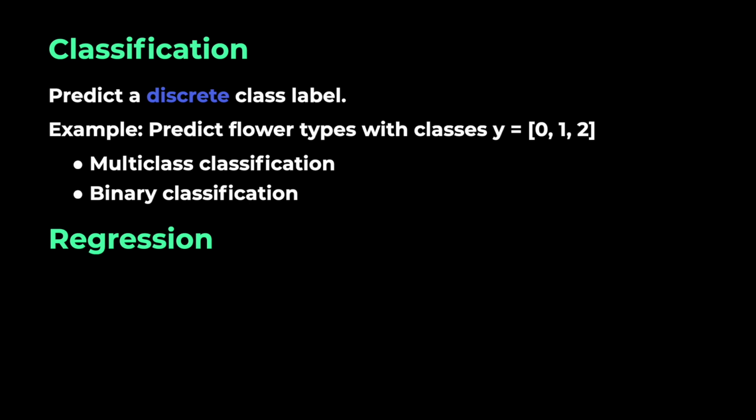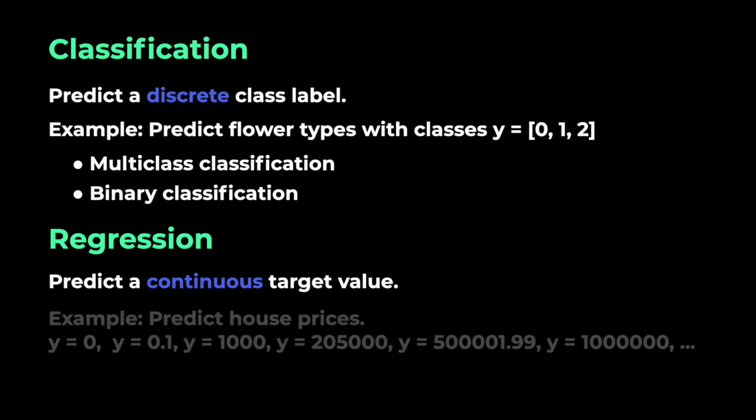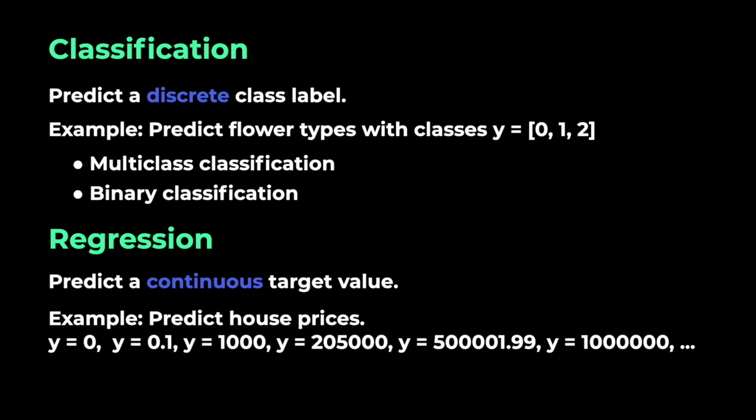On the other hand, in regression, we try to predict a continuous target value, meaning the target value can have a more or less arbitrary value. One example is to predict house prices based on given information about the house and the neighborhood. The target variable, which is the price, can basically have any value here.